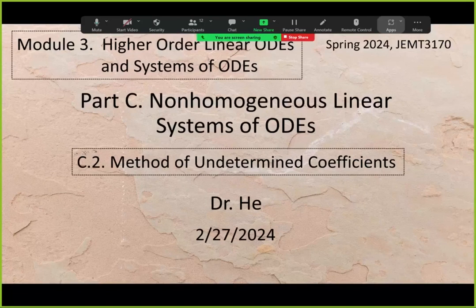Next, C.2, method of undetermined coefficients. We learned this method before for the order 2 case. Here, we just redo it. This time we switch from the order 2 version to the order n version. We can treat it as a straightforward extension.